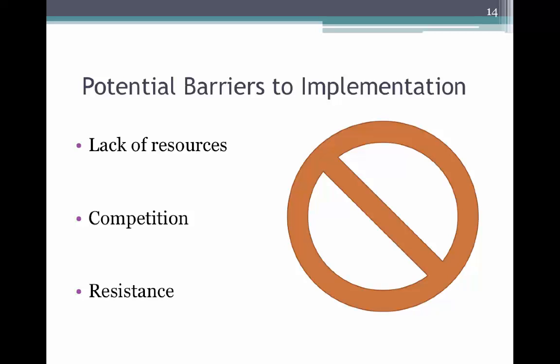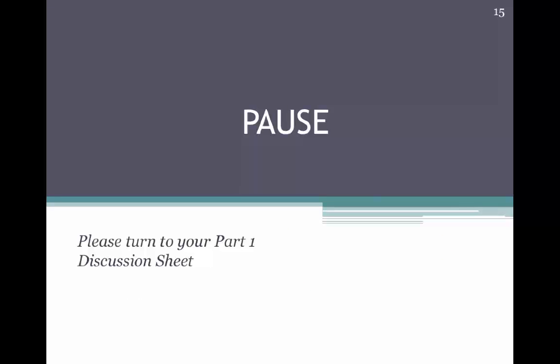It is important that these barriers are identified early and most ideally proactively so that you as a curriculum designer can hunt for solutions to any potential roadblocks. Refer to part 1 of your discussion sheet. Try to identify what barriers Dr. Frost may face in the implementation of his curriculum.